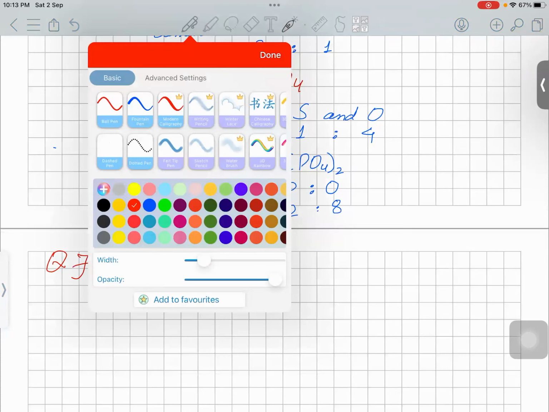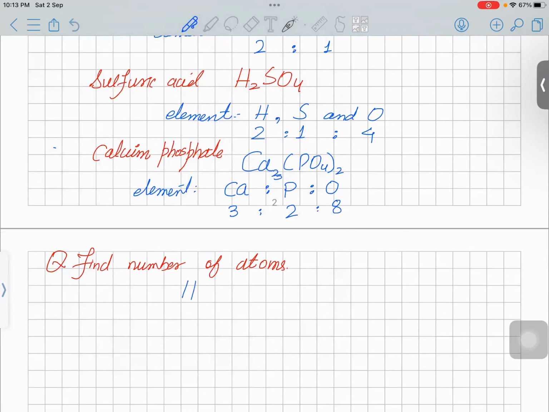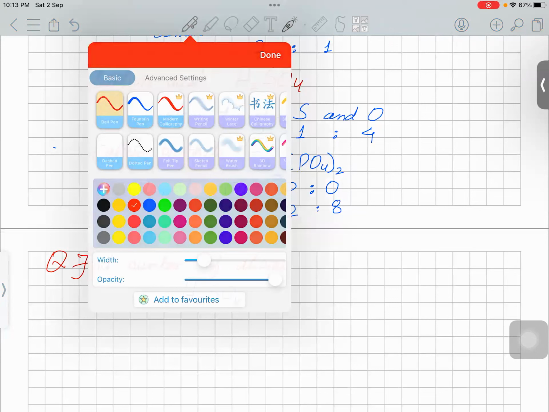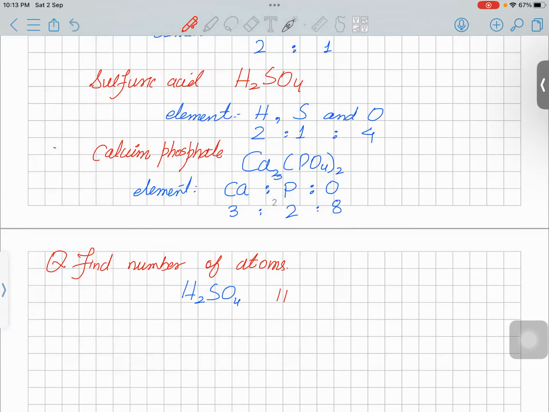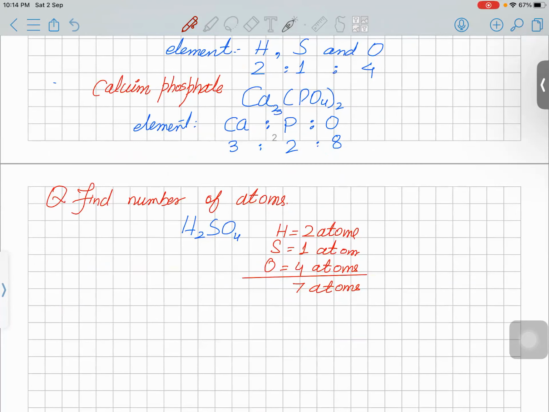First question is H2SO4. So hydrogen, 2 atoms. Sulfur, 1 atom. Oxygen, 4 atoms. How many total atoms? 7 atoms. So sulfuric acid has 7 atoms.